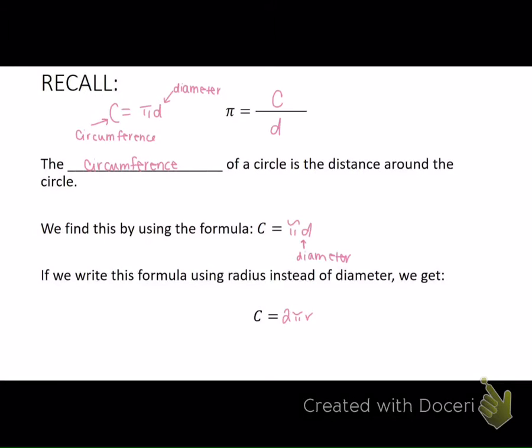Why is there a 2? Because circumference is pi d, and the radius is half the diameter. So if you multiply it by 2, it becomes the diameter. So this is a radius, yeah.